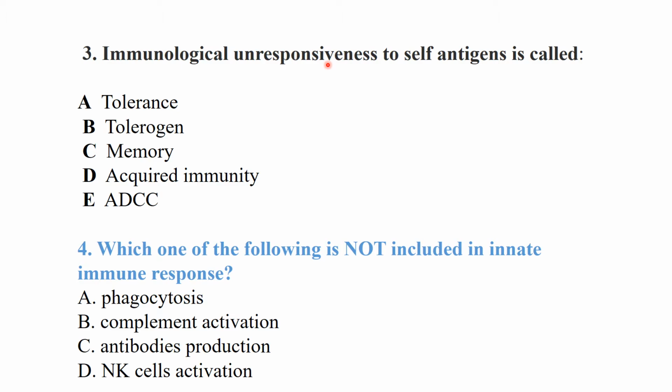Immunological unresponsiveness to self-antigen is called tolerance. Which one of the following is not included in the innate immune response? So antibody production is not the innate immune response, it is the acquired immune response.